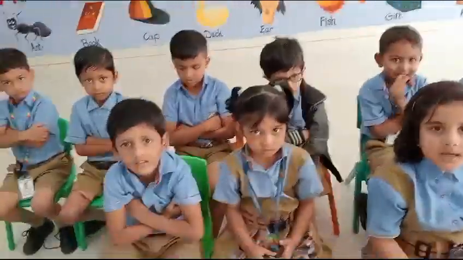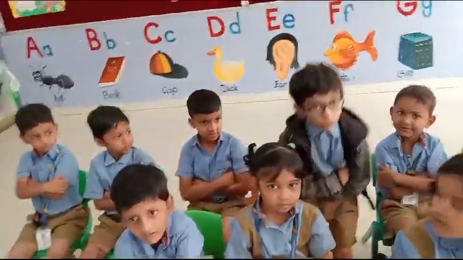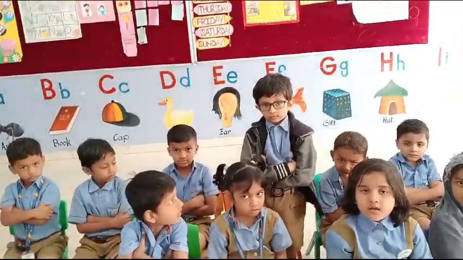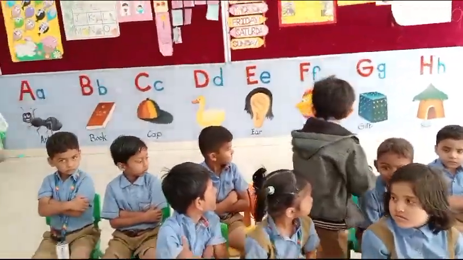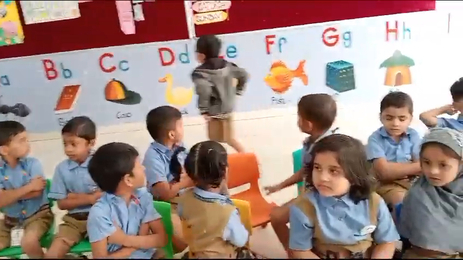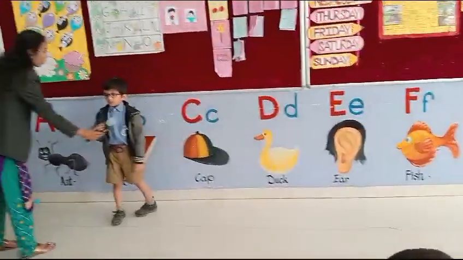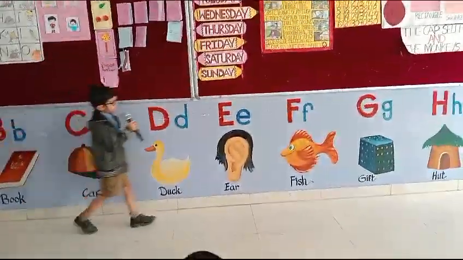Okay. Now, Ali, stand up. Show me where is capital H and small h. Turn backside and go. Madam, can you give a mic to him? I said H, beta. H. Show me where is capital H and small h.